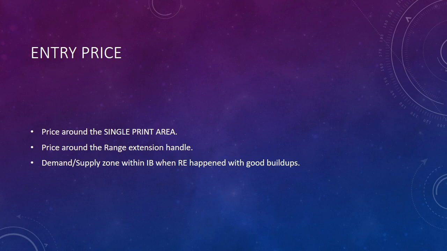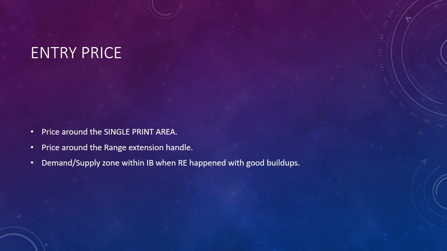A conservative target. And if the IB range is narrow, then you would get 2 to 3 times the IB as your target. So those are the targets in terms of the profiles. And so this is about the entry, stop loss, and targets that you would be looking for.